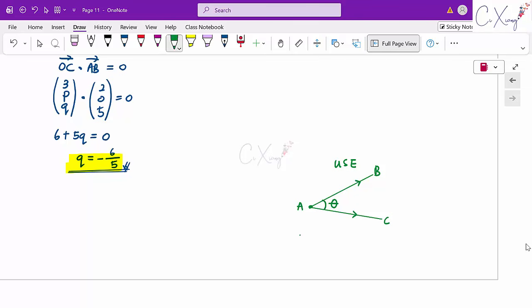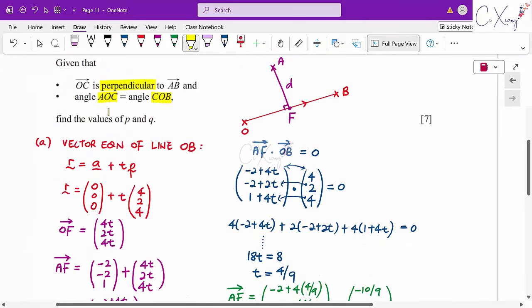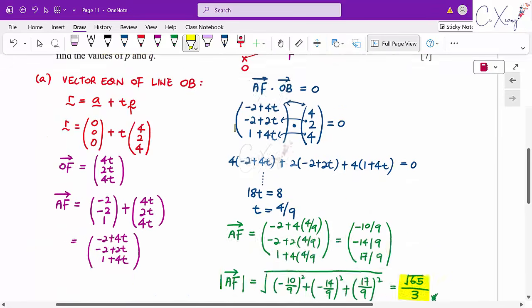And the general formula will be AB dot AC is equals to modulus AB, modulus AC, then cos theta. The vectors that we are using here must be going out from the point A if you want to find the theta at the point A. Okay, so same thing happened here. Now they are saying that angle AOC equals to angle COB.